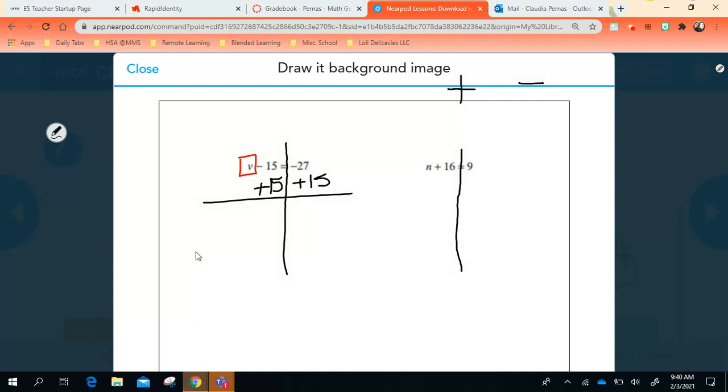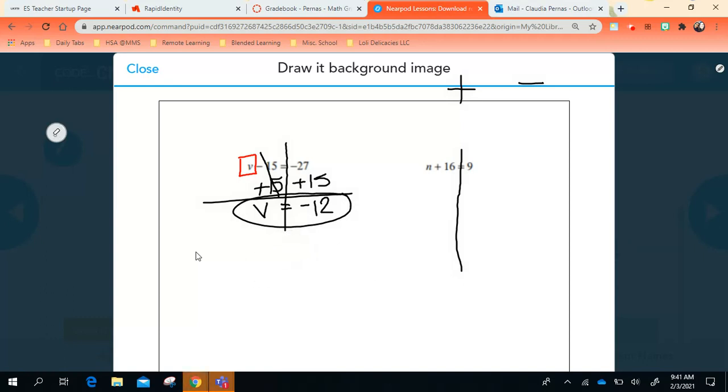So minus 15 plus 15 gives me 0, so I'm going to cross it out and bring down my v. This is where I saw people having trouble. Not because they didn't do this part right, but because when they worked it out, they weren't putting that negative sign. Negative 27 plus 15 should give us what? Negative 12. So v equals negative 12.